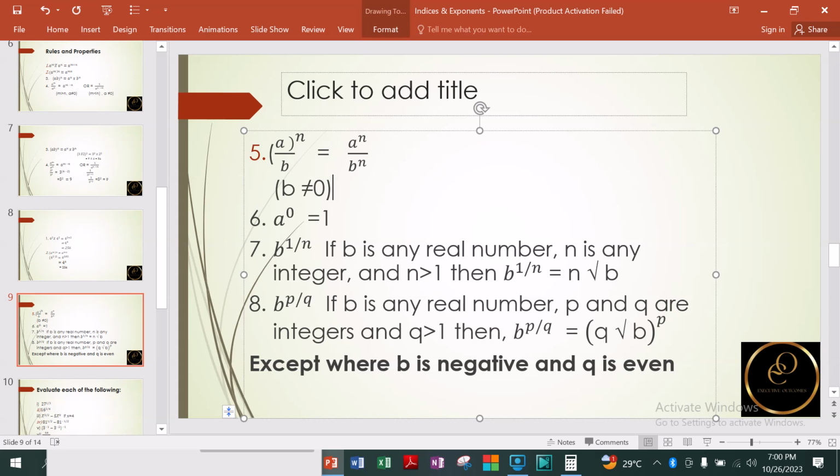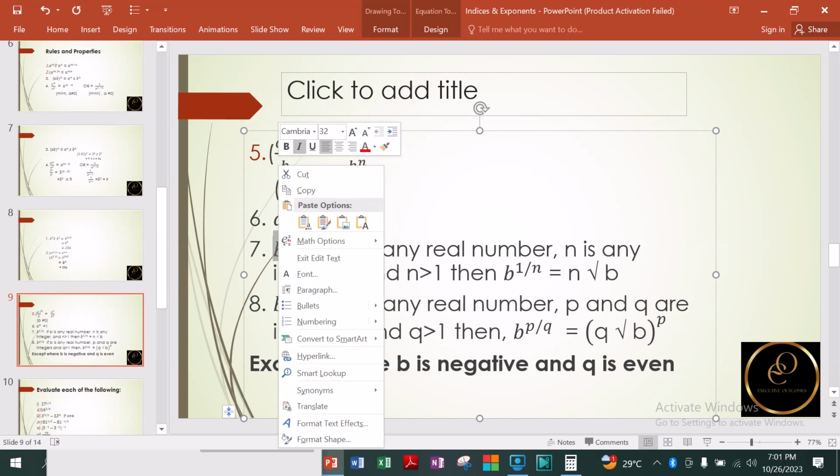If b is any real number, n is any integer, and n is greater than 1, then b to the power 1 over n is equal to the nth root of b. So to demonstrate this, let me look at a question so that I illustrate this one.